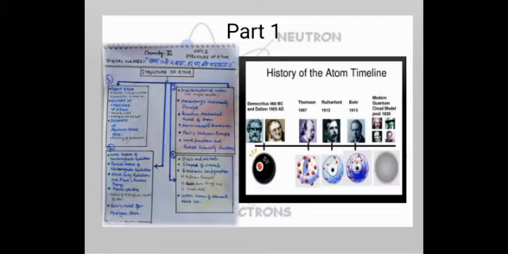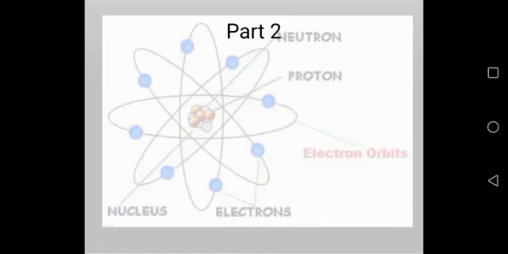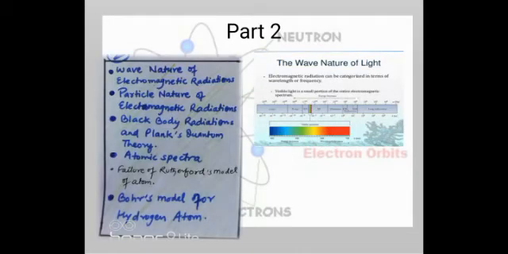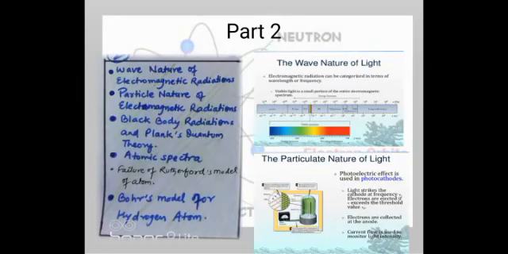Then 1897 Thomson's contribution, 1912 Rutherford, then Bohr. These 3 scientists worked on the structure of atom. Then the modern quantum cloud model, that is the behavior of electron, proton and neutron inside the atom. In part 2 we will study the wave nature of electromagnetic radiations, particle nature of electromagnetic radiation, black body radiations, Planck's quantum theory, and atomic spectra. Then after the failure of Rutherford's model, we will study Bohr's model of atom. We will study all these things in detail in the upcoming topics.